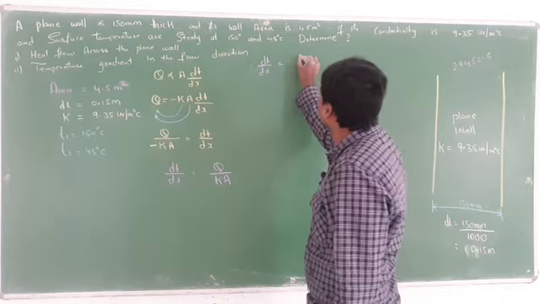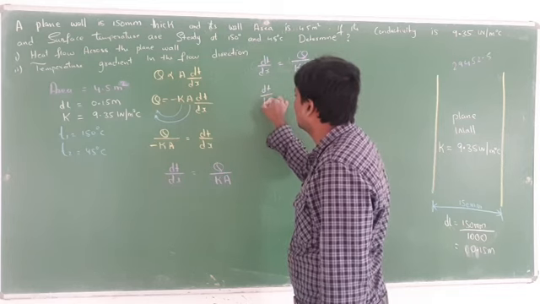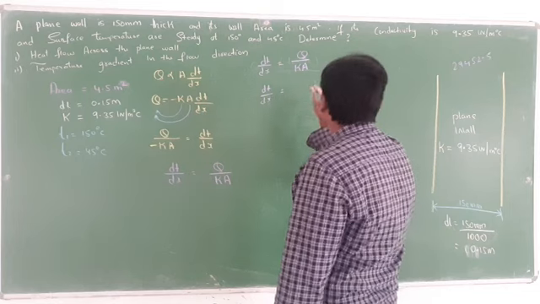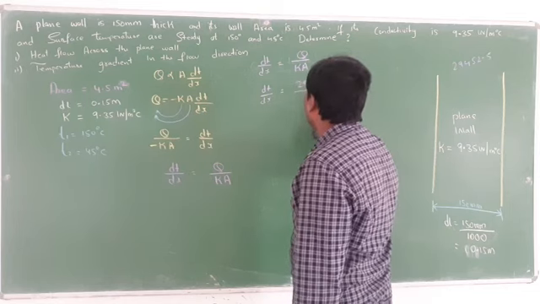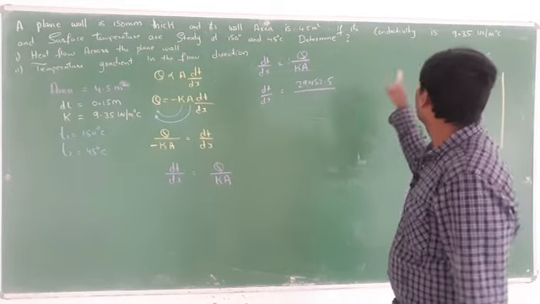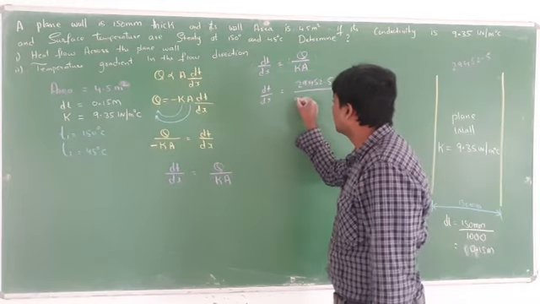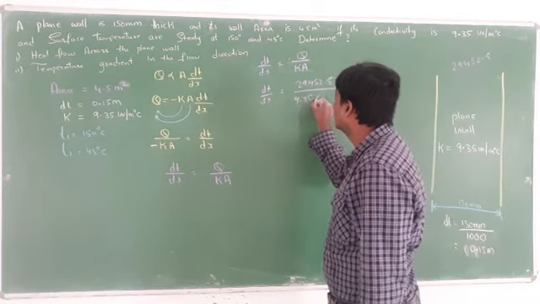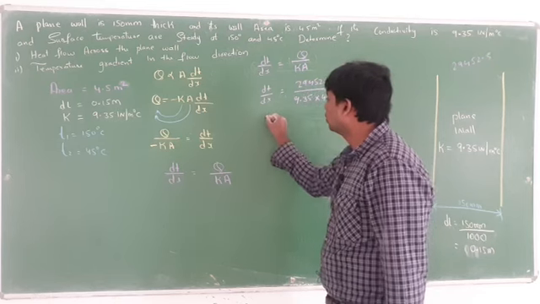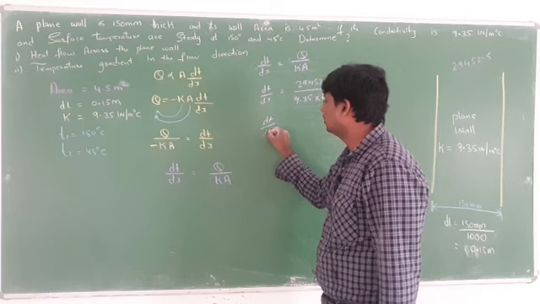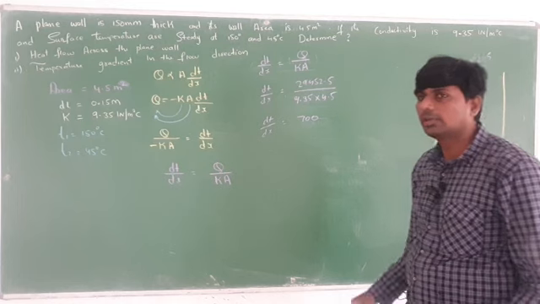So, Q by K A, write it down as it is. Next, dT by dx is equal to the Q value, 29452.5, divided by the K value, which is given in your question in the given data, 9.35, into the area value, which is also known, 4.5. If you solve this, you will get dT by dx is equal to 700.